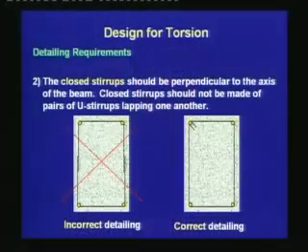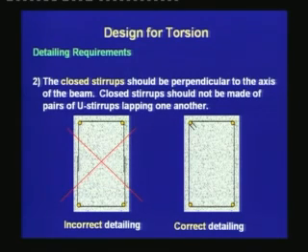We shall of course have to satisfy the minimum cover requirements, and we have to hold the stirrups by the longitudinal bars. The longitudinal bars have to be stiff enough to keep the stirrups in position, and hence the minimum diameter of the longitudinal bar is recommended as 12 millimeters. The second requirement is the closed stirrups should be perpendicular to the axis of the beam. Closed stirrups should not be made of pairs of U stirrups lapping one another.